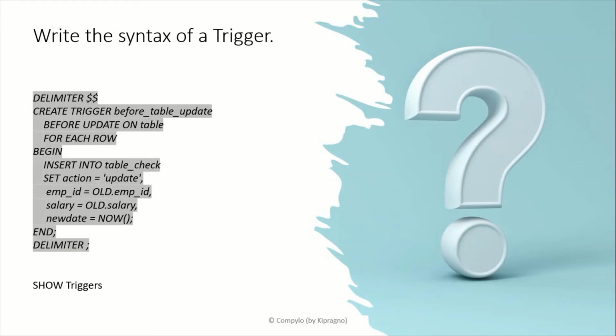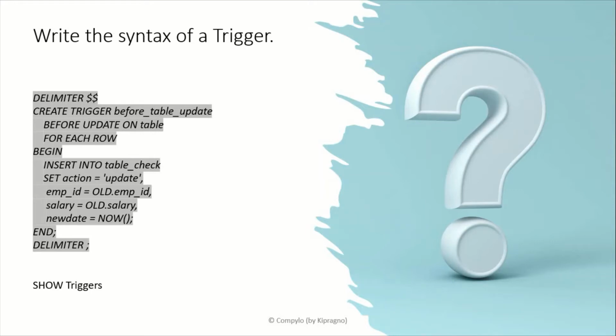Next question is, write the syntax of a trigger. As you can see, I have created a trigger by using the trigger keyword, giving a name, before table update, then by using the clause before update on table. For each row, I am beginning the transaction.